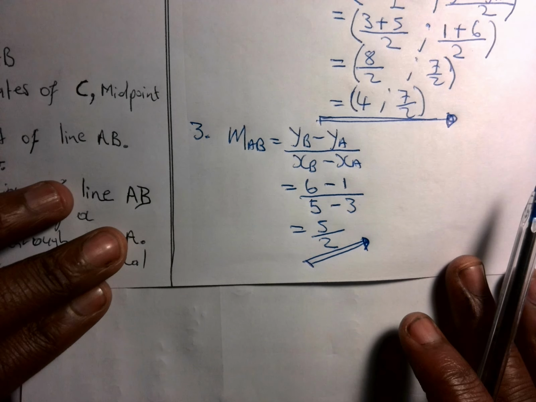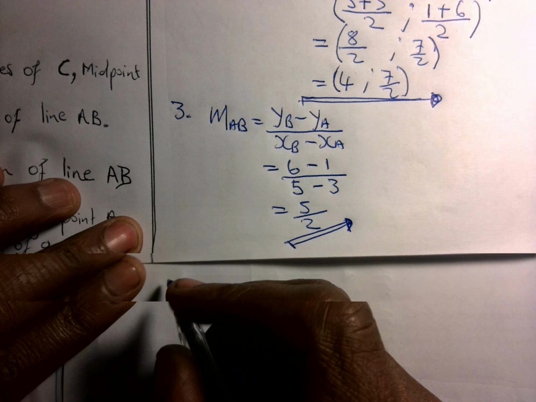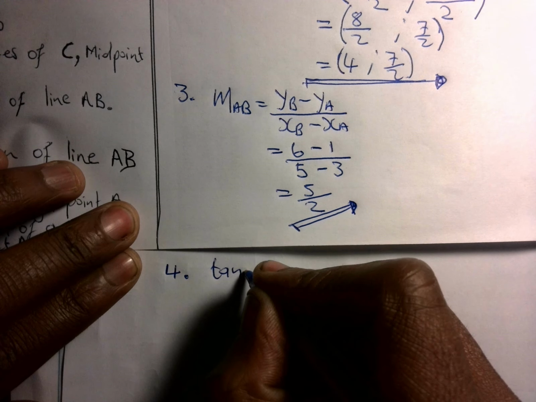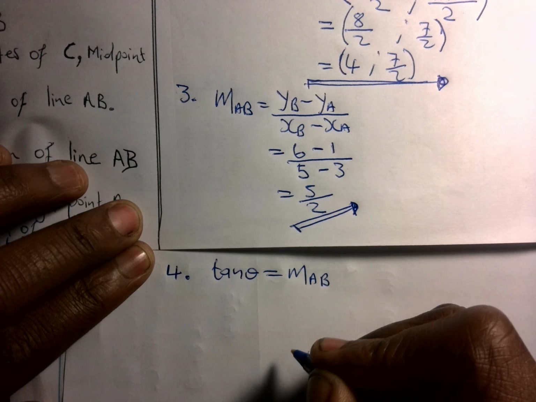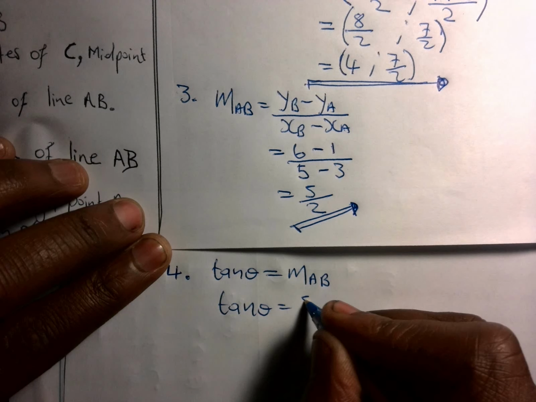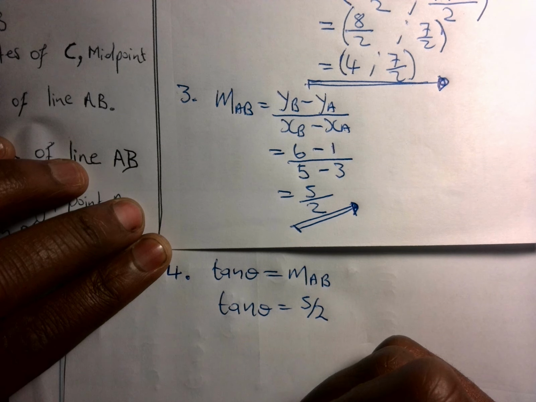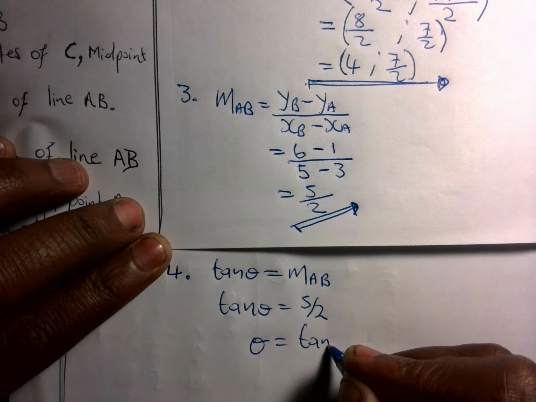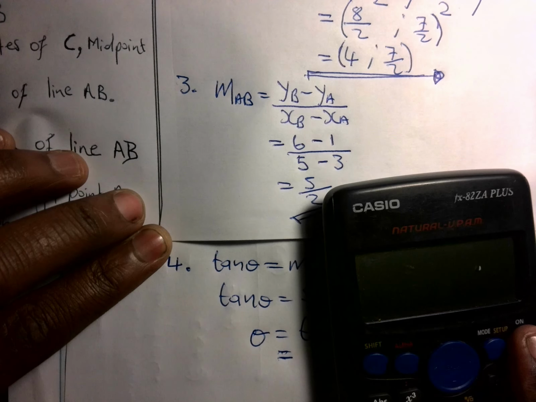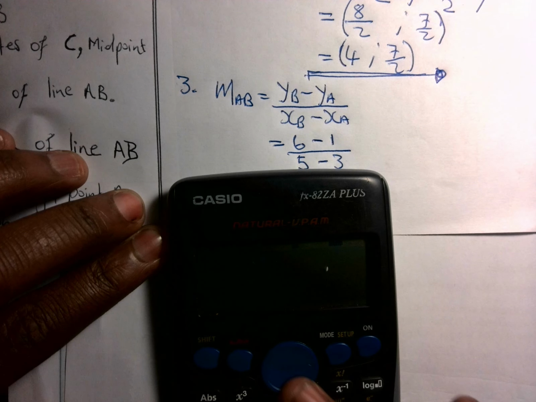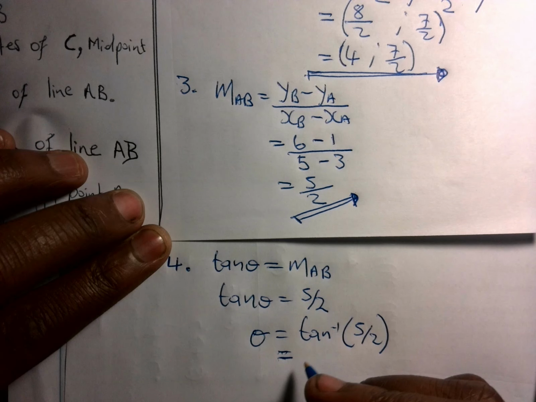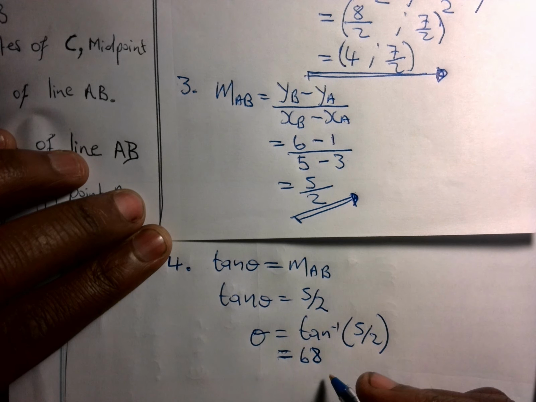So how do we do that one? Say number 4. So we're gonna say tan theta is going to be equal to the gradient of the line AB. So that will mean tan theta is equal to 5 over 2. So this is going to be theta is equal to arc tan 5 over 2. This is going to be equal to shift arc tan 5 over 2, 68,2. That will be 68,20 degrees.